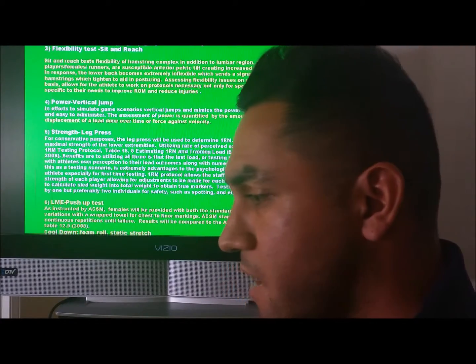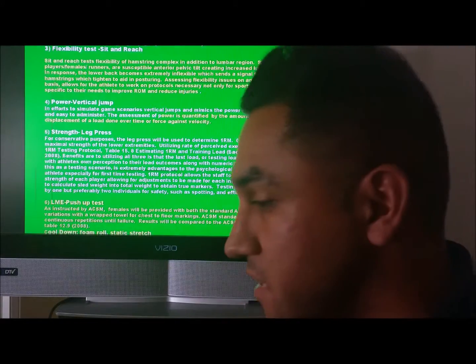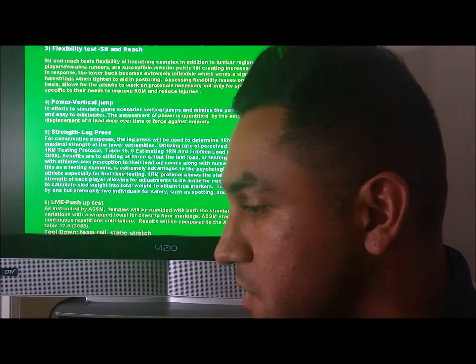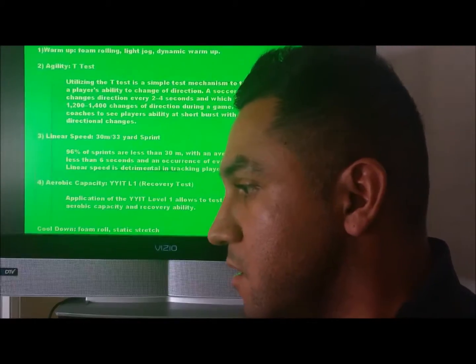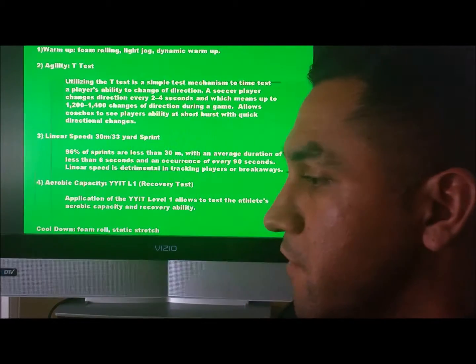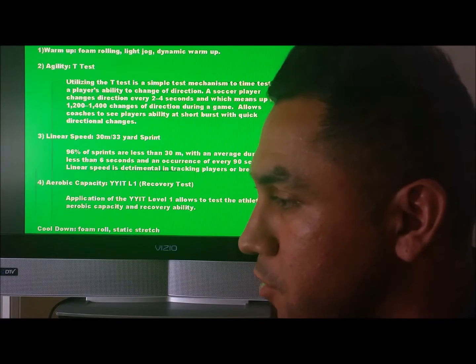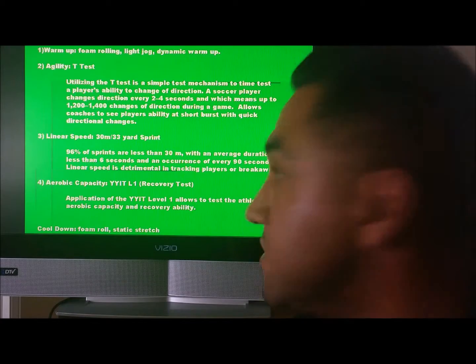We're going to go standard army push-up, or they can go from their knees, and then we're going to cool down with foam roll and static stretch. So Thursday testing is going to be on the field. Standard warm-up, foam rolling, light jog, dynamic warm-up, agility test.